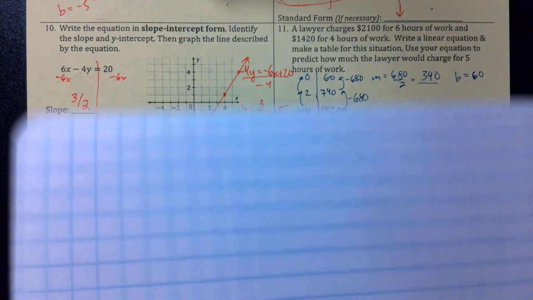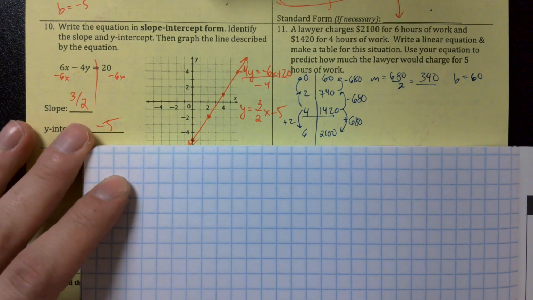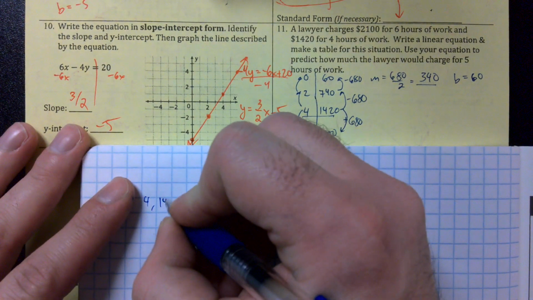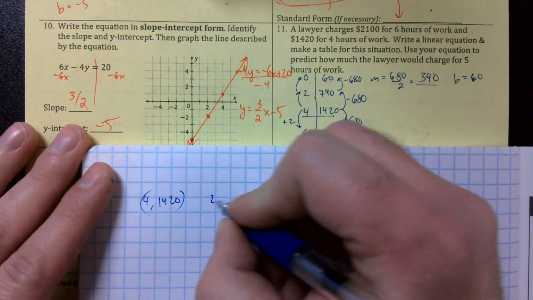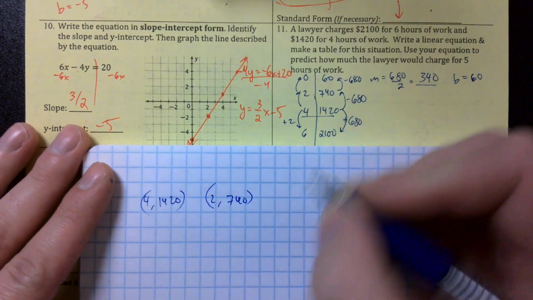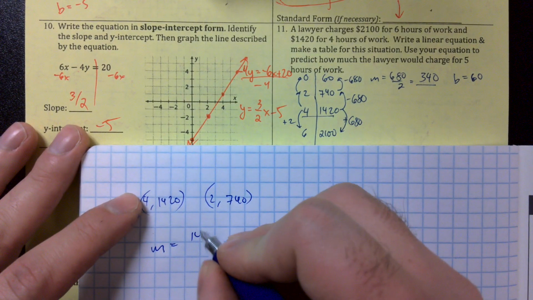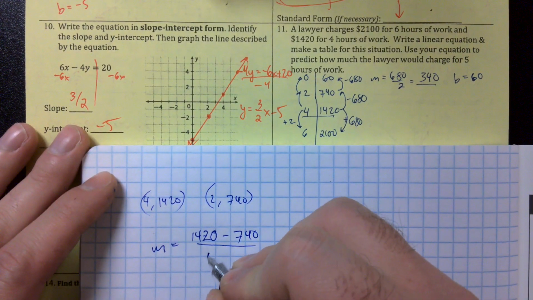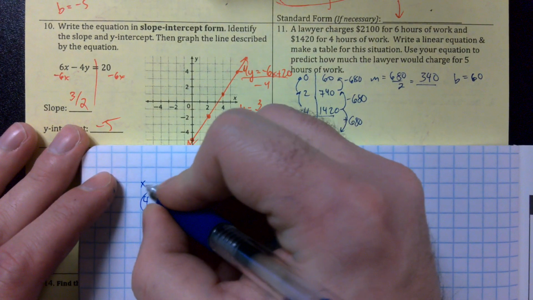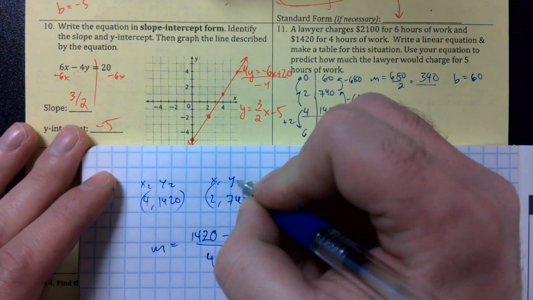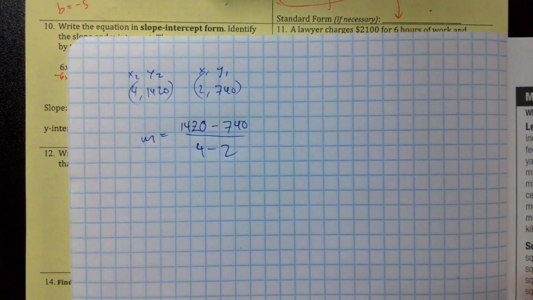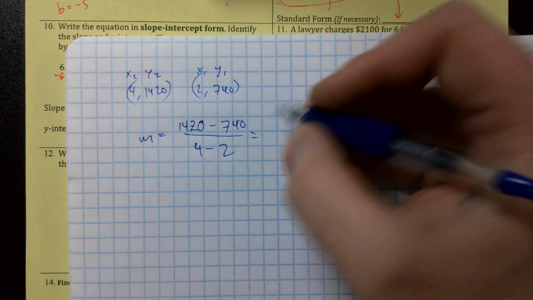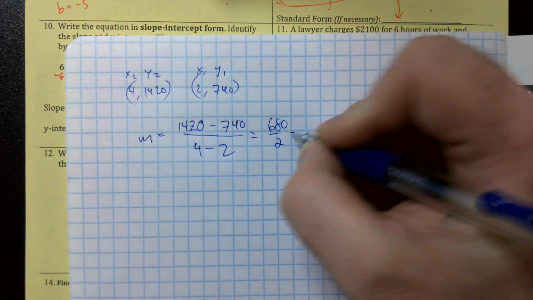Here's the other way we could have done it, just for reference. If I have (4, 1420) and (2, 740), m is equal to y2 minus y1 over x2 minus x1. That gives me 680 over 2 again, which is still 340.